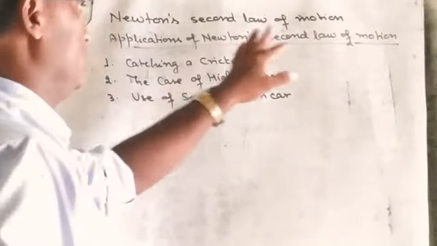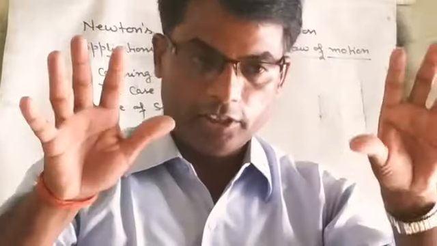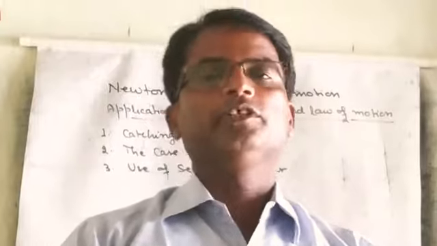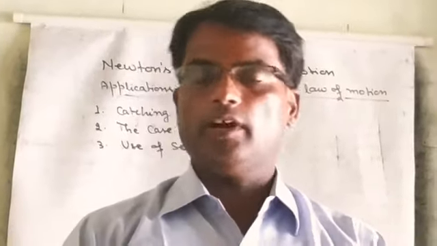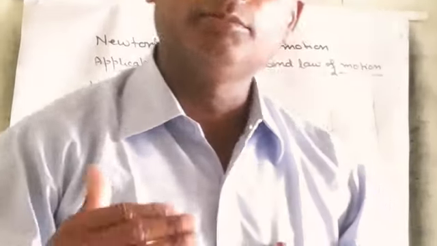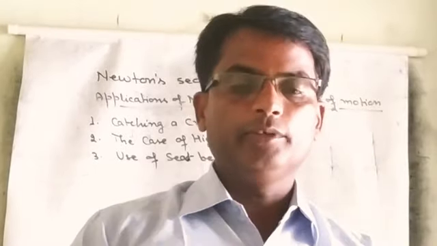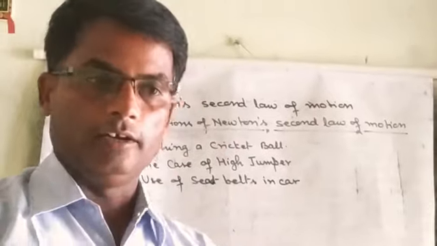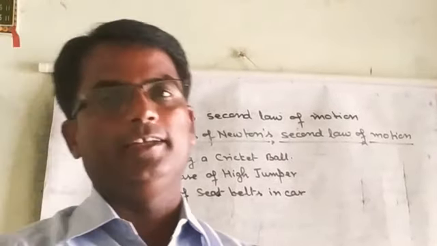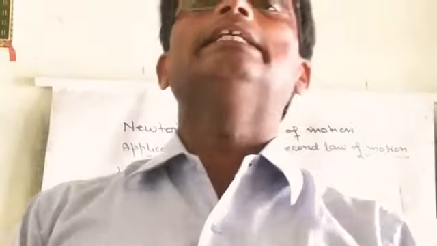Then another application of Newton's second law: the case of the high jumper. All of you see, when a high jumper jumps, the place where he falls, we do not make that place hard. Why? Because if it is hard, the momentum of the land is 0, and when the player falls down, his legs have high momentum. Then what happens? There is a possibility of injury to his leg.